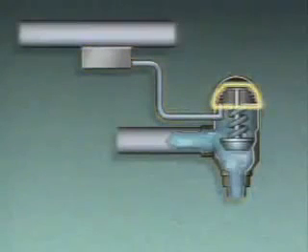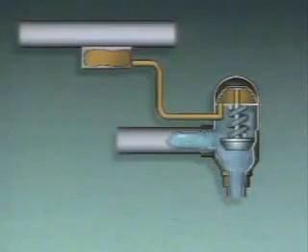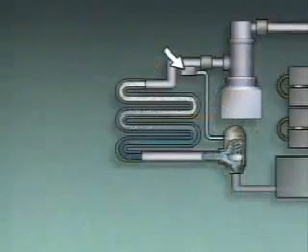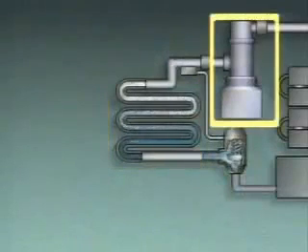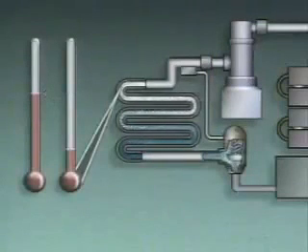A metal bellows inside the expansion valve is connected to tubing that leads to the thermal bulb. The thermal bulb, tubing, and bellows contain a fluid that expands when it's heated and contracts when it's cooled. The thermal bulb is mounted on the refrigerant line between the evaporator and the compressor. It senses the temperature of the refrigerant leaving the evaporator. The temperature of the refrigerant is proportional to the temperature of the substance being cooled. For example, if the temperature of the substance increases, the refrigerant's temperature increases as well.